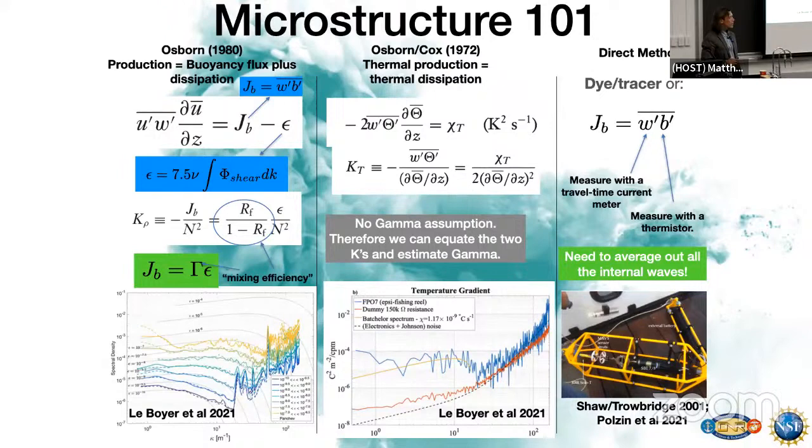We also measure what's called basically the very, very small scale temperature variance.